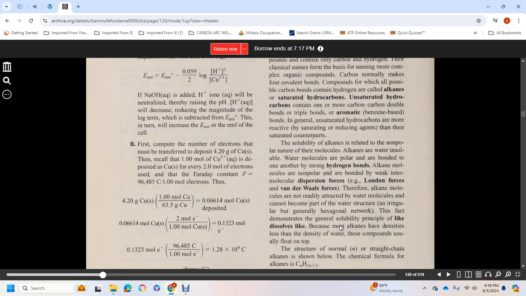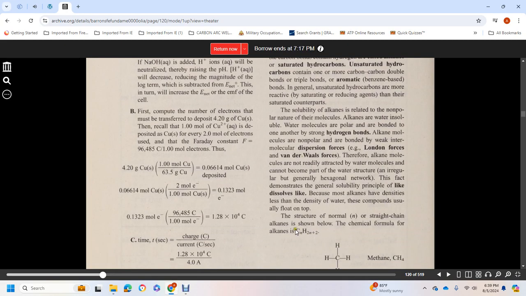Alkanes' insolubility is related to the nonpolar nature of the molecules. Water molecules are polar, bonded with one another by hydrogen bonds. Alkane molecules are nonpolar, bonded with weaker intermolecular dispersion forces, London forces, or Van der Waals forces. Therefore, alkane molecules are not readily attracted to water molecules and cannot be part of the water structure, an irregular but certainly hexagonal network. This demonstrates the general solubility principle, like dissolves like. Because most alkanes have a density less than the density of water, the compounds usually float to the top.